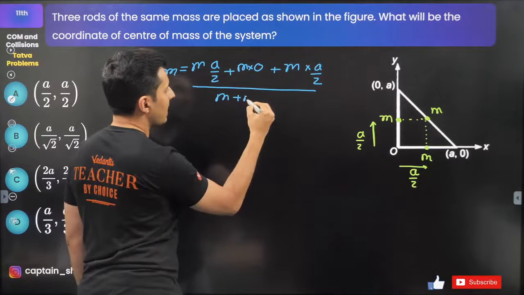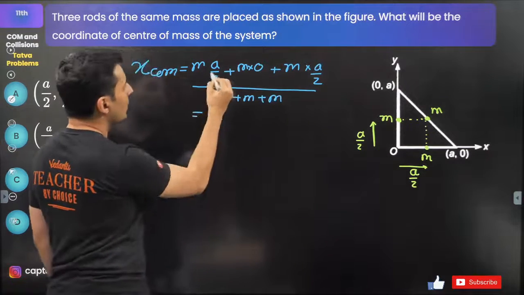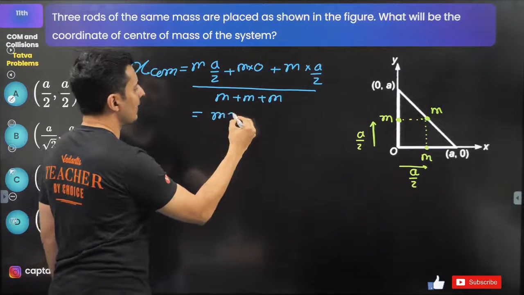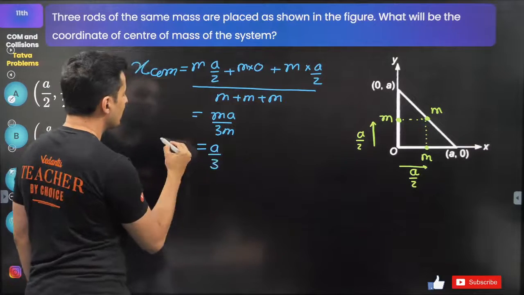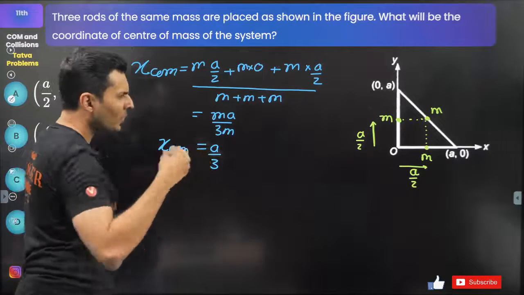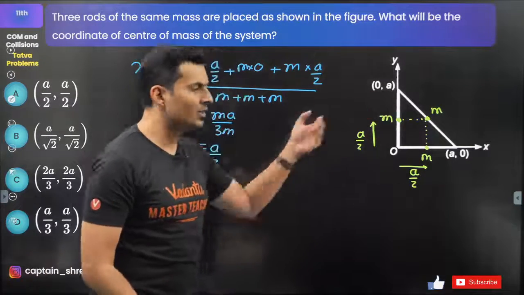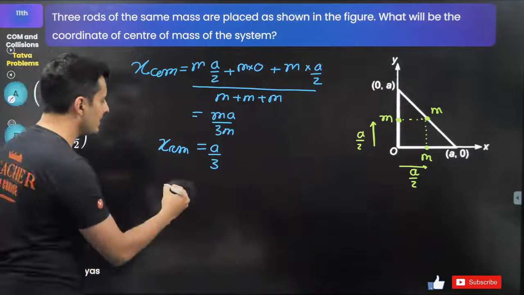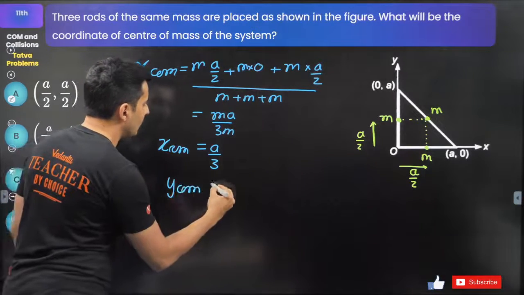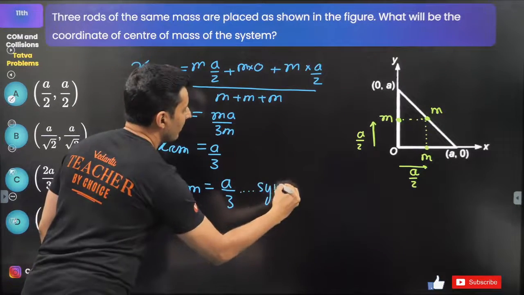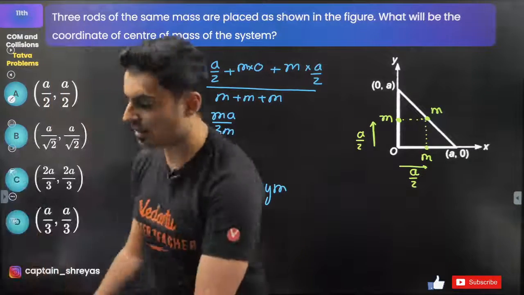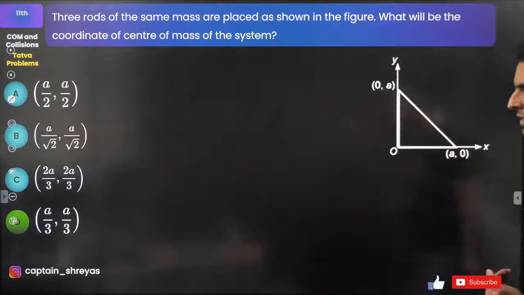So m plus m plus m. So ma by 2 plus ma by 2 is ma. m plus m plus m is 3m. So this will be a by 3. That's the x coordinate. Obviously, whatever is the x coordinate is also the y coordinate. Symmetry is there. So the y coordinate of the center of mass is also going to be a by 3 by symmetry. Hence, the correct answer is a by 3, which is option D.